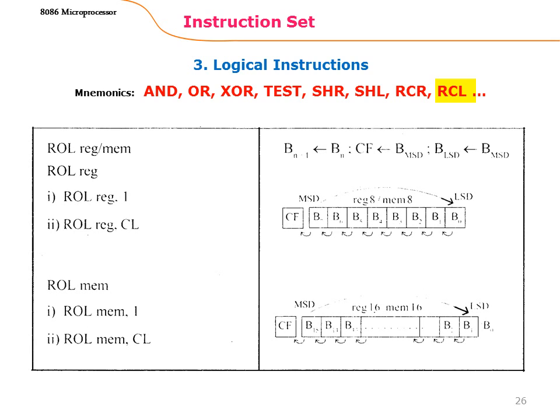ROL means rotate left without any carry. That means the content of a memory or a register is rotated left by one bit position. The bit shifted out on the left is again added at the LSB.